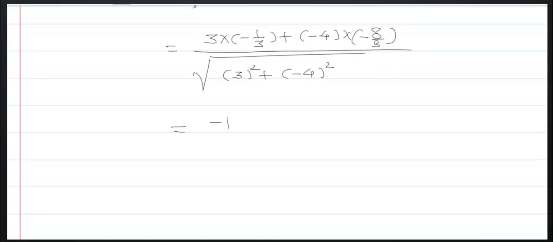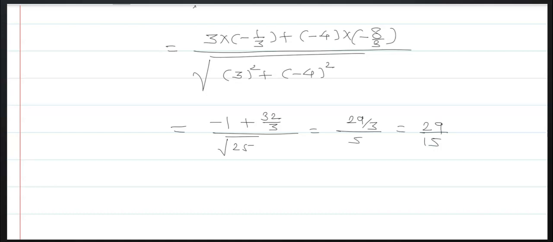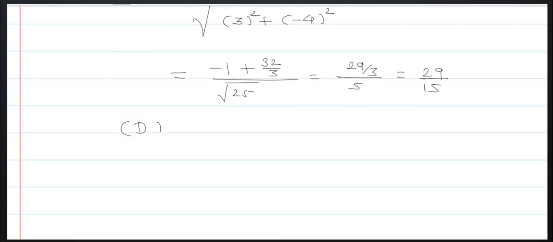plus minus 4 squared, that is minus 1 plus 32 upon 3, upon root of 25, which is 5. So 29 upon 3 upon 5 is 29 upon 15, and hence option D is the correct one.